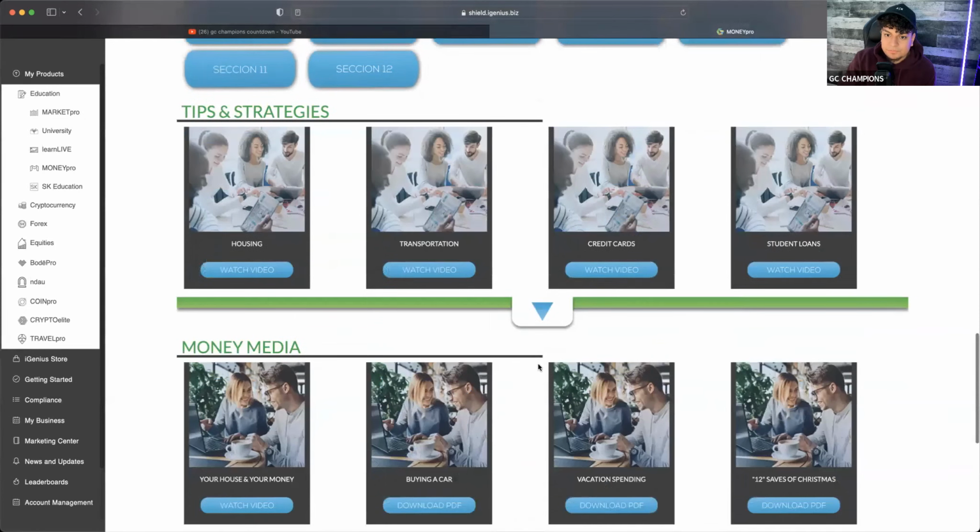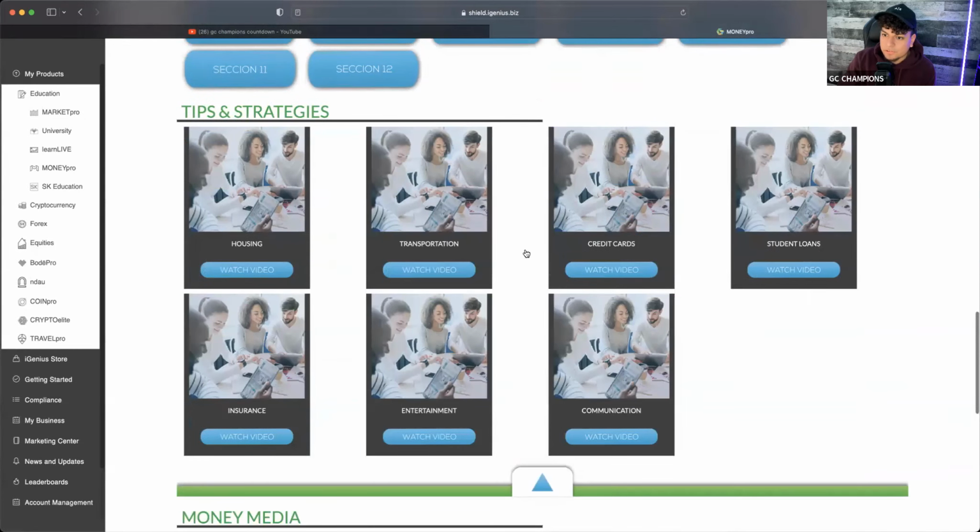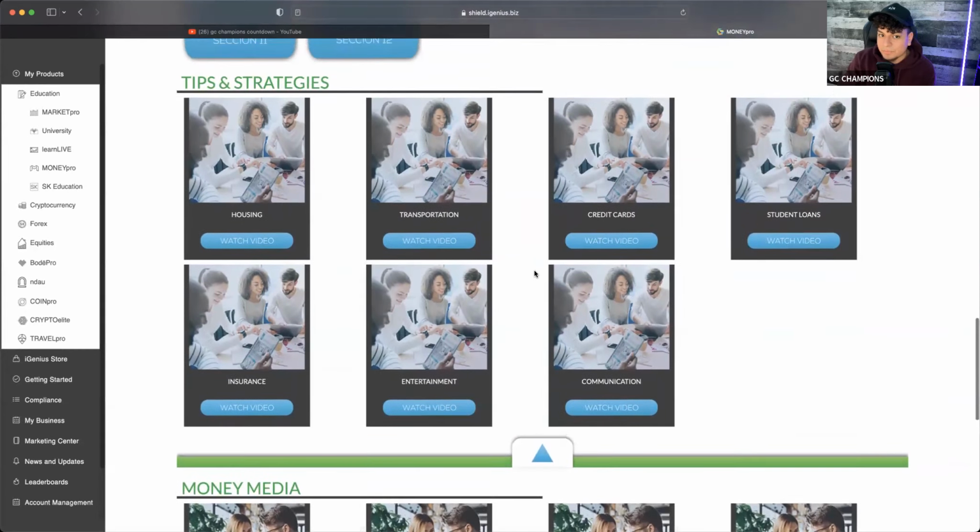Tips and strategies: housing, transportation, credit cards, student loans, insurance, entertainment, communication. You guys can learn how to really strategically set yourself up so that you're not losing money, or you're capitalizing on these different things. I think a lot of you probably didn't even know this existed, but trust me, little things like this matter. Are you spending too much money on gas? Are you following the proper rule when it comes to financing a car?